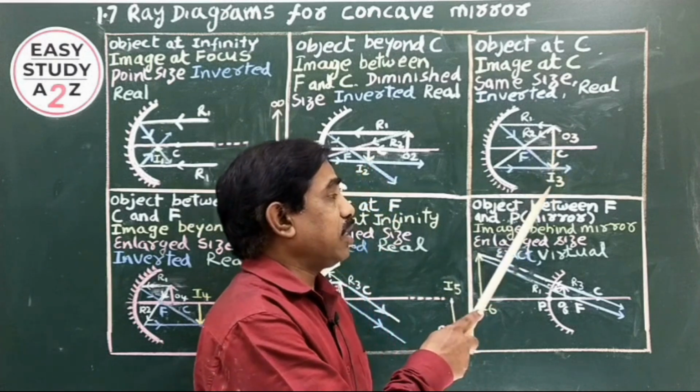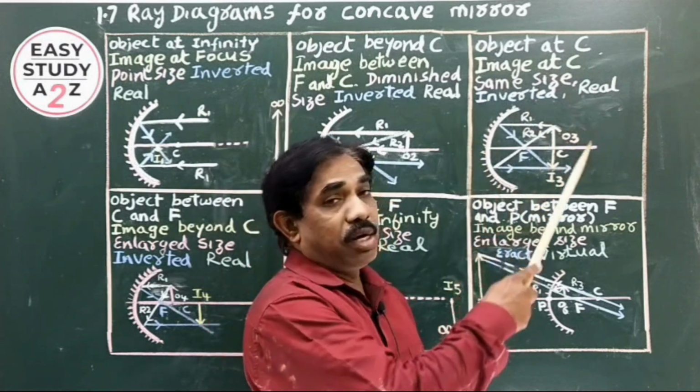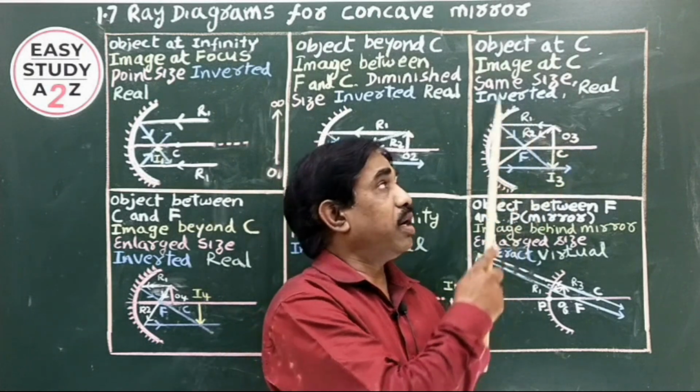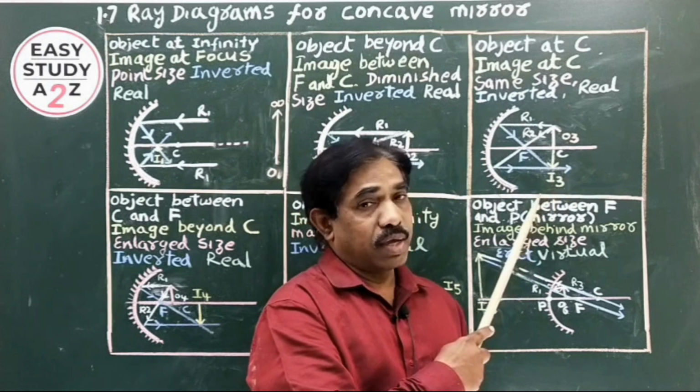See here, I3 means image 3 related to the third diagram. O3 means object 3 related to the third diagram.